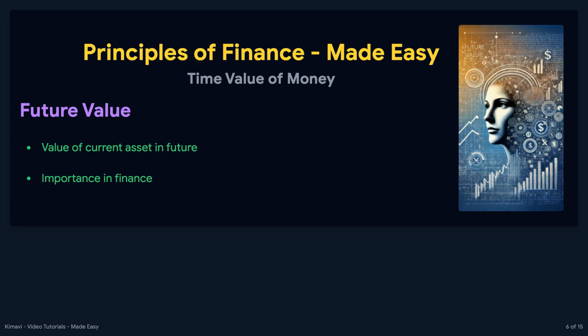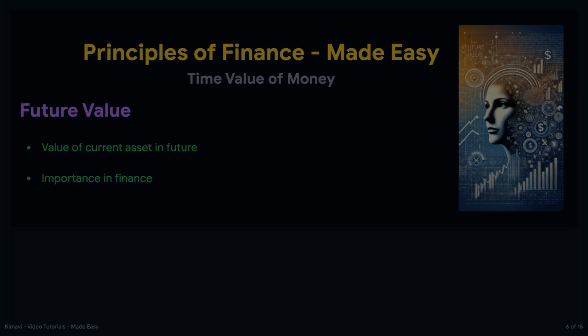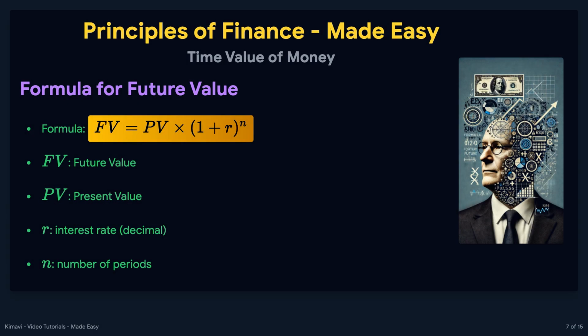Future value, or FV, is the value of a current asset at a future date based on an assumed rate of growth. It helps in understanding how much an investment made today will grow over time. The formula to calculate the future value of a present sum of money is FV equals PV times (1 plus R) raised to the power of n. Here, FV stands for future value, PV is present value, R is the interest rate in decimal form, and n is the number of periods.